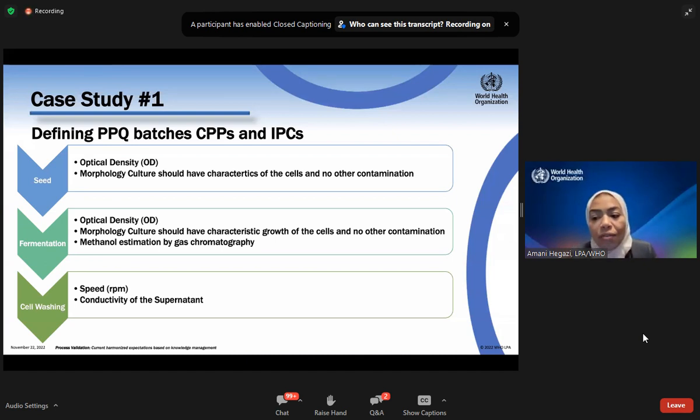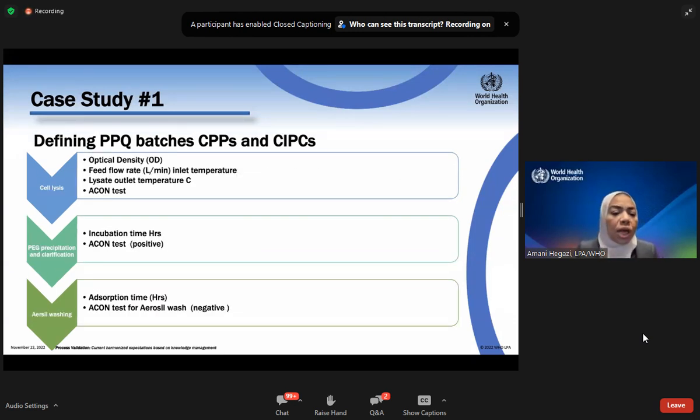After that, it is the start of the separation activities, when we separate by performing cell washing and centrifugation. In centrifugation, the rotation speed is a critical process parameter that may impact the final antigen concentration and antigenicity. So the speed, RPM, is very important, and the conductivity of the supernatant should also be checked.